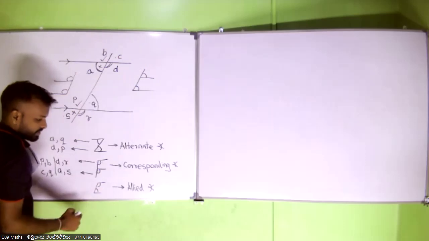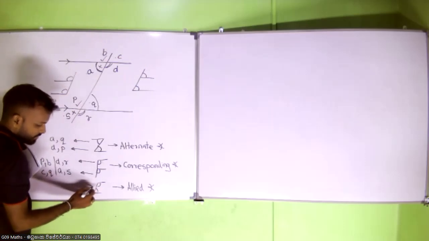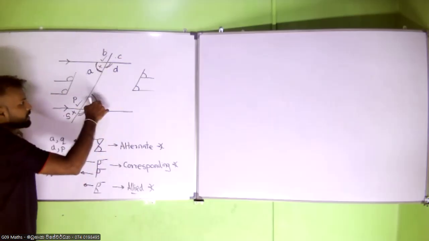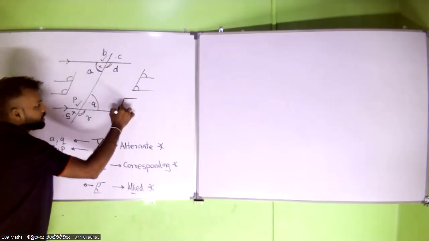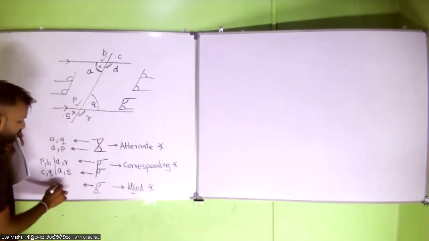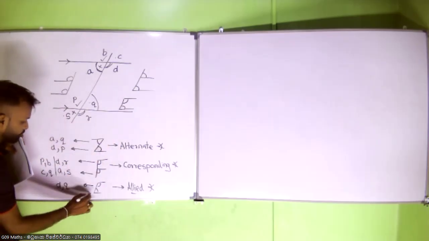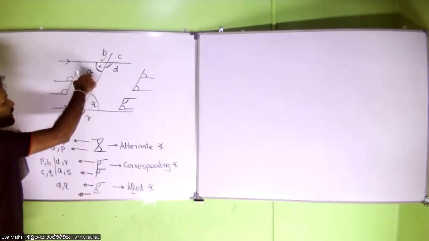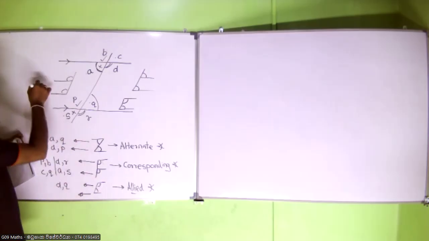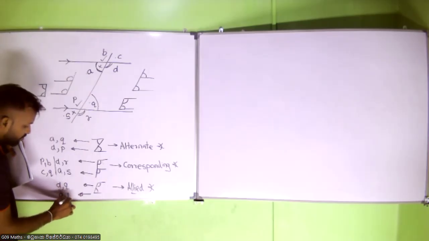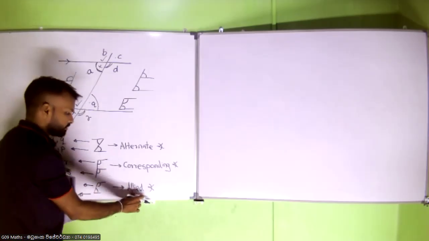C type of angles are called allied angles. D and Q, C type, shape C. D comma Q. And on the other hand, here, this one and this one, A comma P. So these are called allied angles.